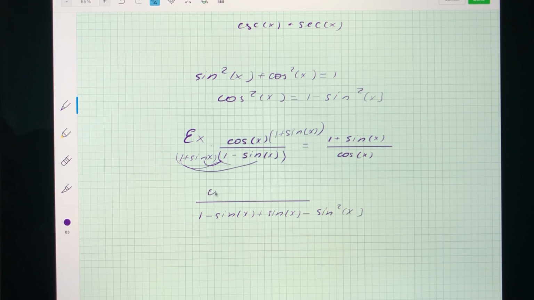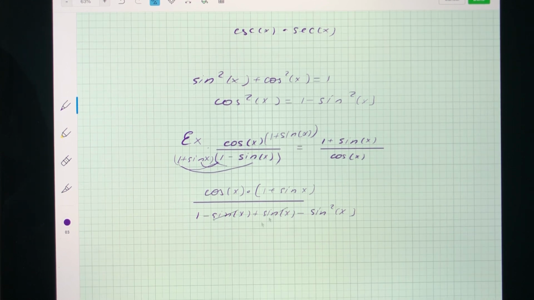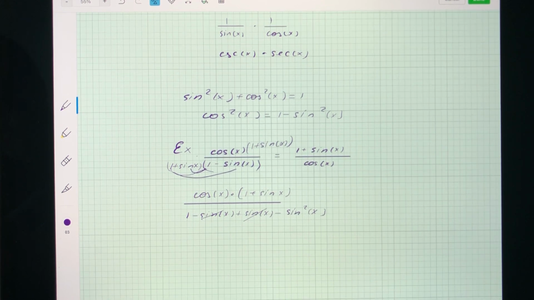On the top we have cosine x times 1 plus sine x. Now the sine plus and minus cancels off and we get 1 minus sine squared. Well, 1 minus sine squared just happens to be equal to cosine squared. So we can replace the bottom with cosine squared. On the top we have cosine x, 1 plus sine x, and one cosine cancels the other cosine.